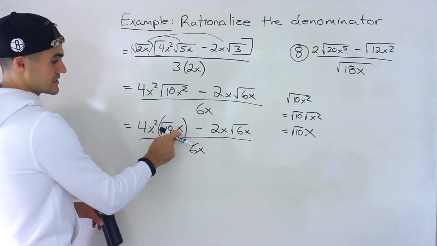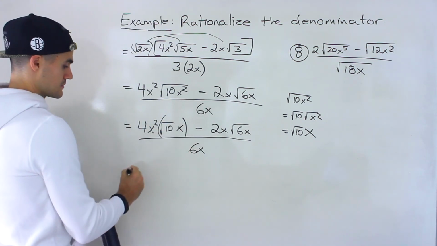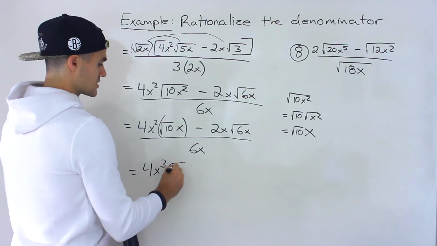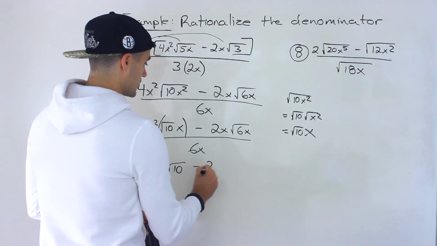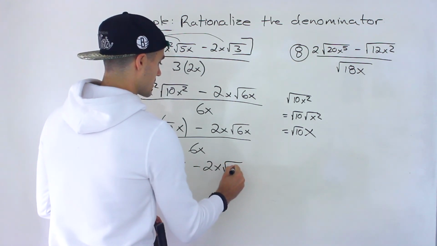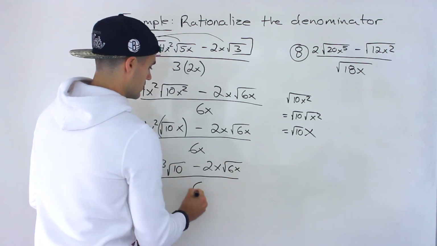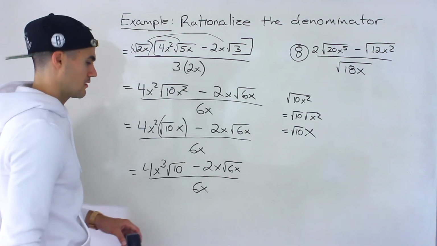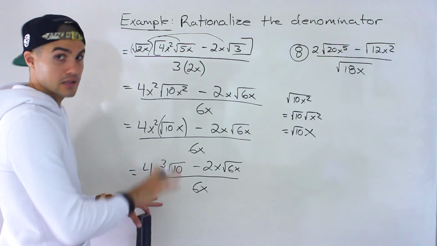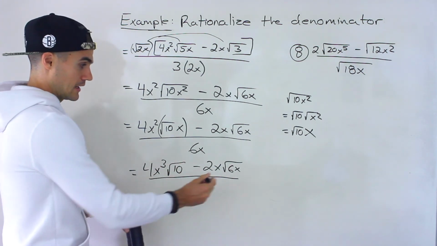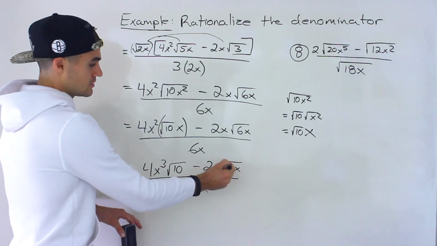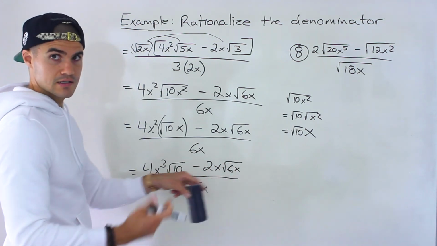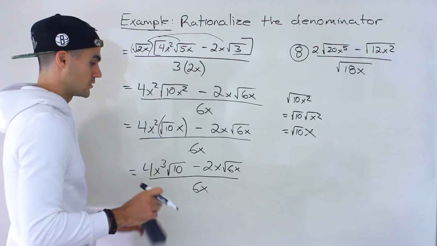Right, so notice we were able to take this x out, and then x times the x squared would give us x cubed, and we just have a root 10 there, minus 2x root 6x all over 6x. Right, so you don't have to do it at this step, you could do it later, but I personally like to simplify the radicals first. Now the root 6x, you can't simplify that right there, right? Root 6 doesn't split up into a rootable number.